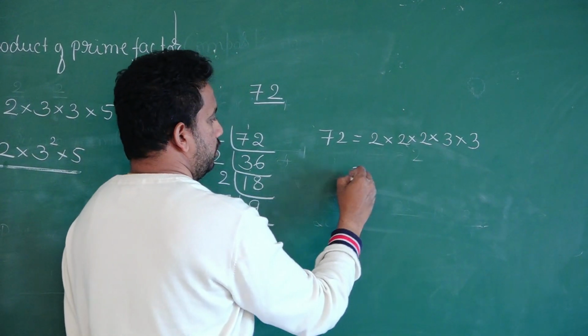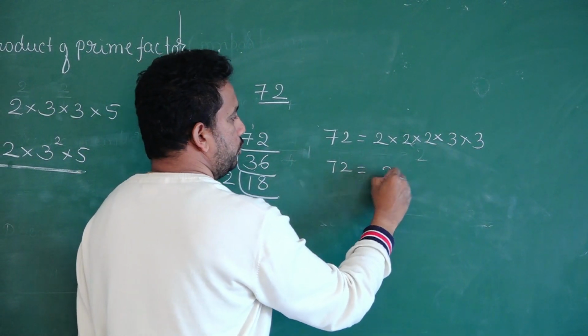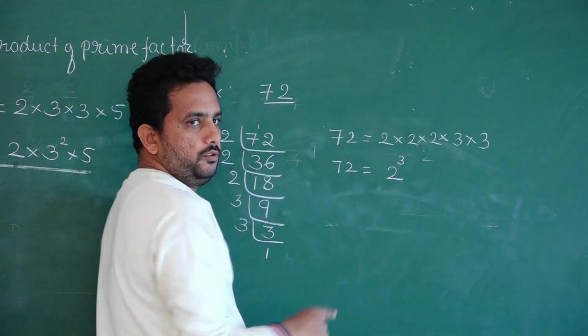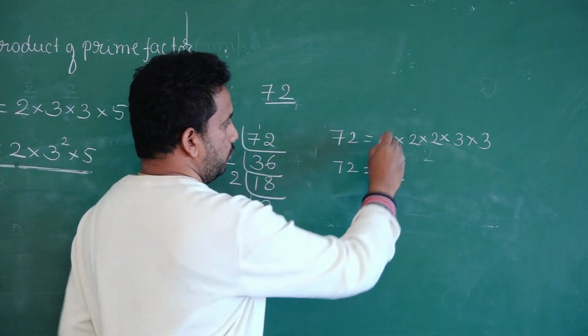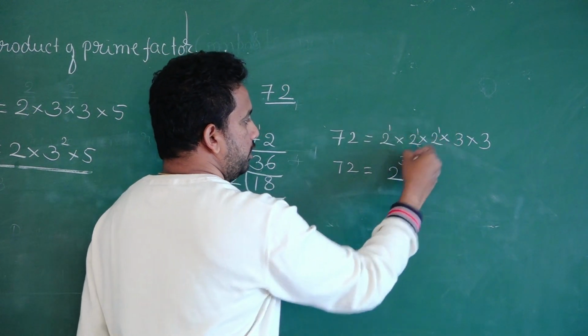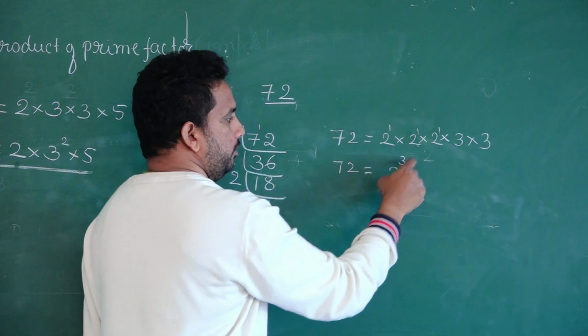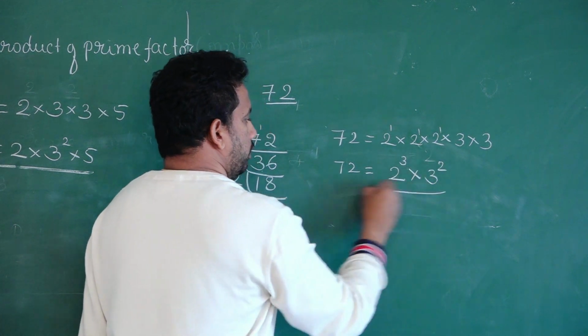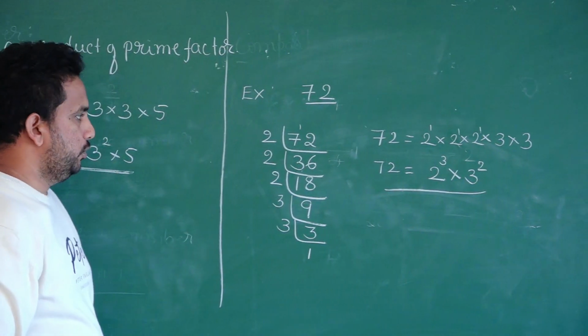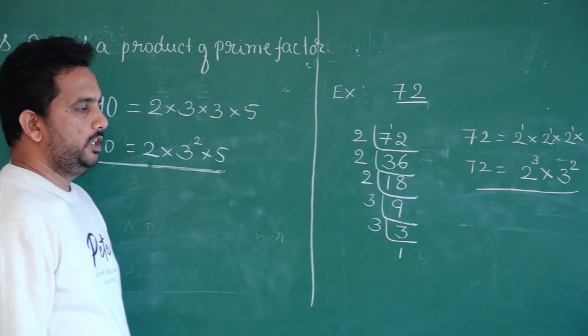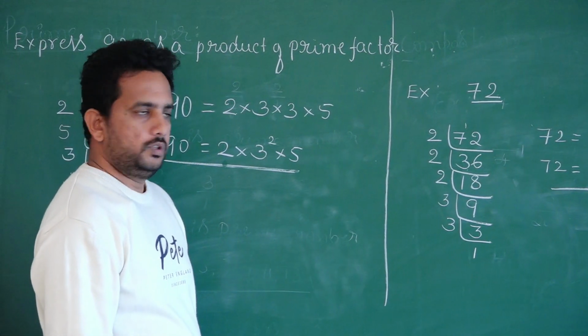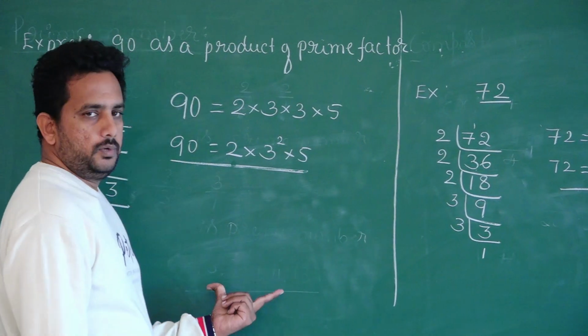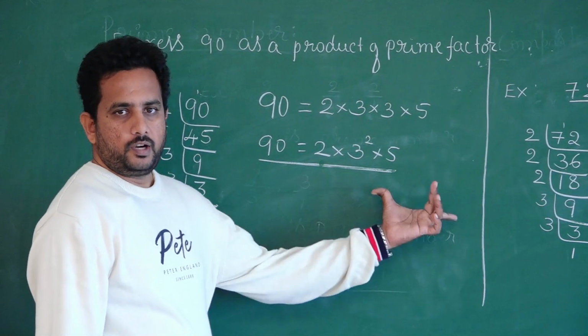So 72 we can express as 2 to the power of 3. Here we are applying the exponents law. The base is the same, so we add 1 plus 1 plus 1, we get 3. Like that here, 3 to the power of 2. So the prime factorization of 72 is 2 to the power of 3 into 3 to the power of 2. So every composite number we can express as a product of prime numbers.